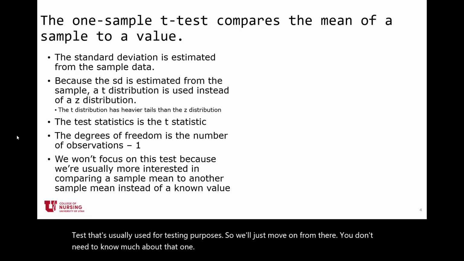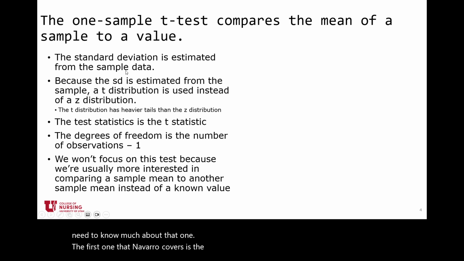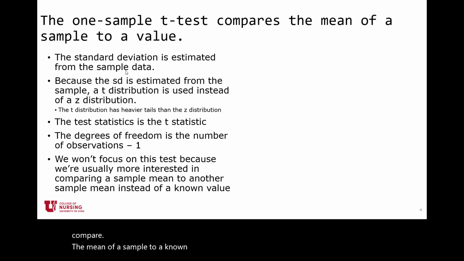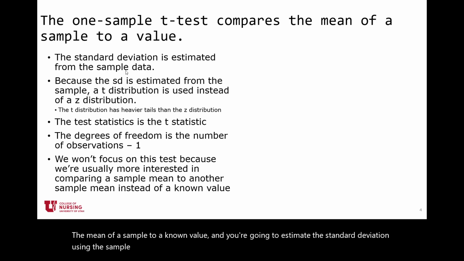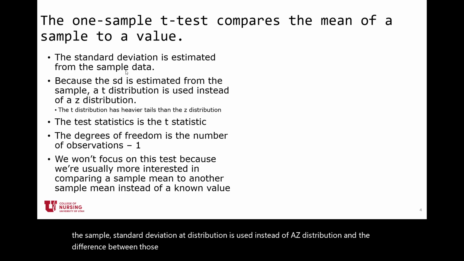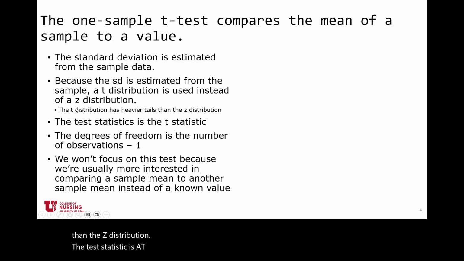The first one that Navarro covers is the one sample t-test, and that's when you want to compare the mean of a sample to a known value, and you're going to estimate the standard deviation using the sample standard deviation. And because the standard deviation is estimated from the sample, a t-distribution is used instead of a z-distribution. The difference between those is that at lower degrees of freedom, the t-distribution has heavier tails than the z-distribution. The test statistic is a t-statistic, and the degrees of freedom is the number of observations minus 1.